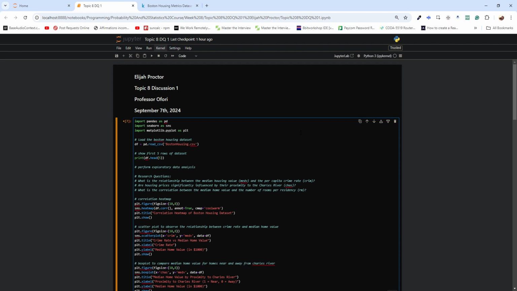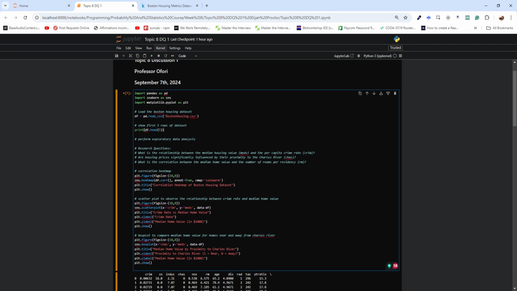Today we're going to be performing an exploratory data analysis on our Boston housing dataset using Python. And so first thing we're going to do is load the dataset. We're then going to print out the first 5 rows of the dataset. Then we can perform our exploratory data analysis. So these are the research questions that we hope to answer.